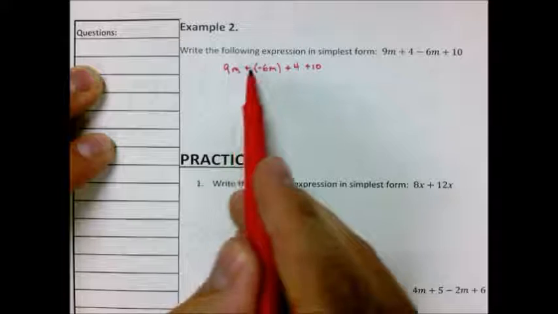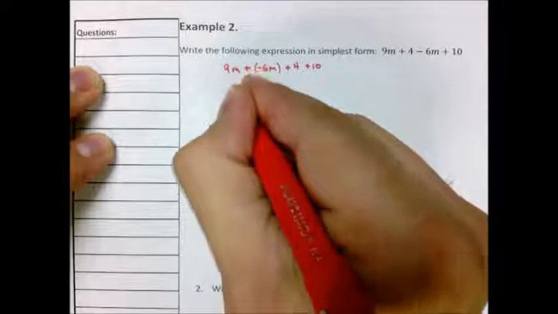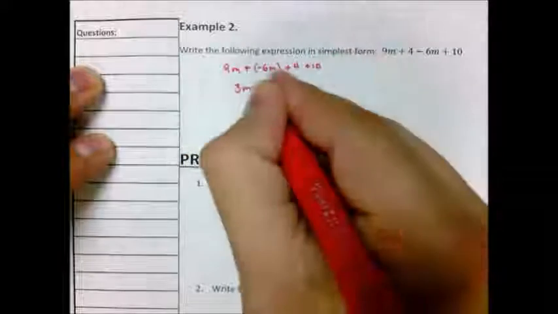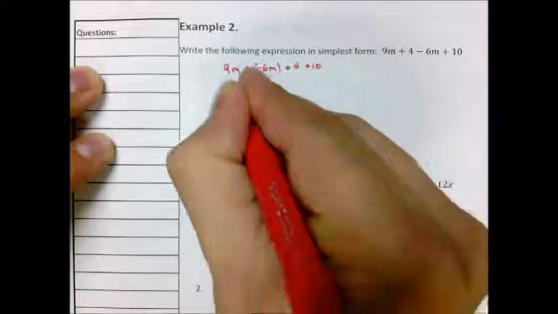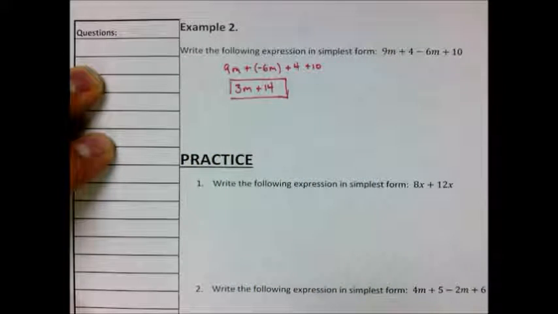So 9m plus a negative 6m, those two combine. 9 minus 6 is 3m. 4 plus 10 is 14. And that's all we're doing. In order to simplify an expression, when you have multiple terms like that, you're just combining those like terms. That's it. That's all we're doing right now.